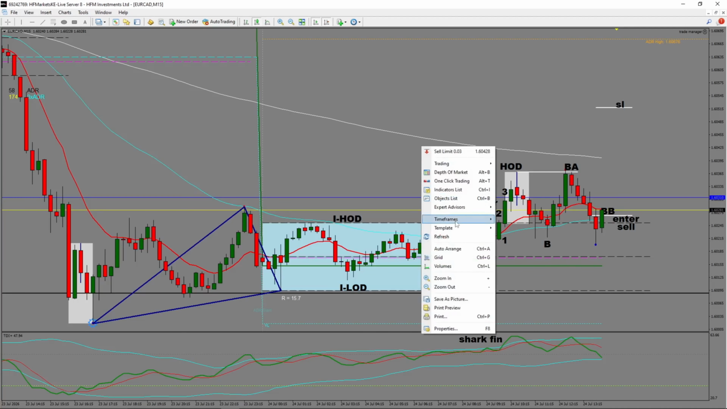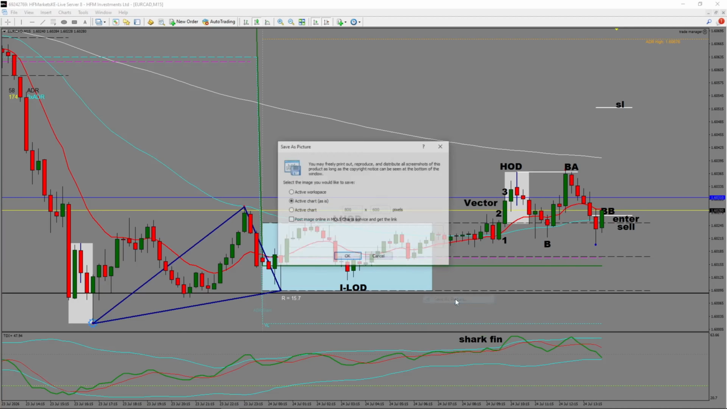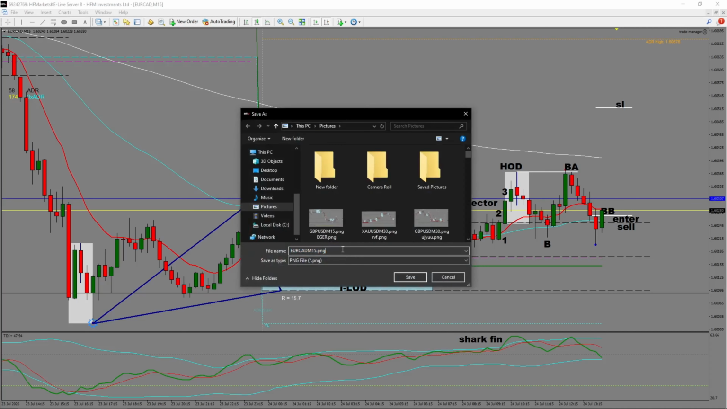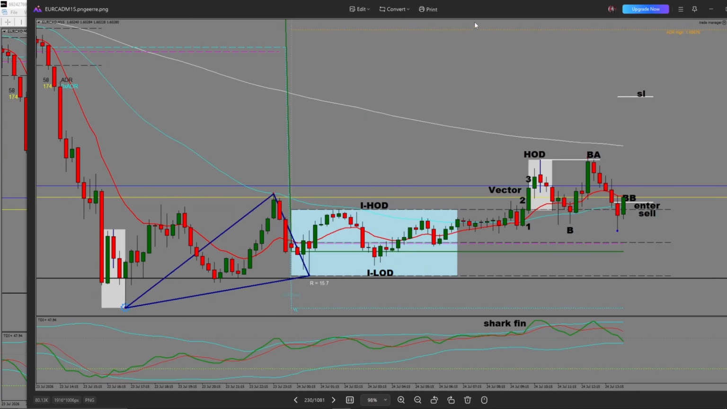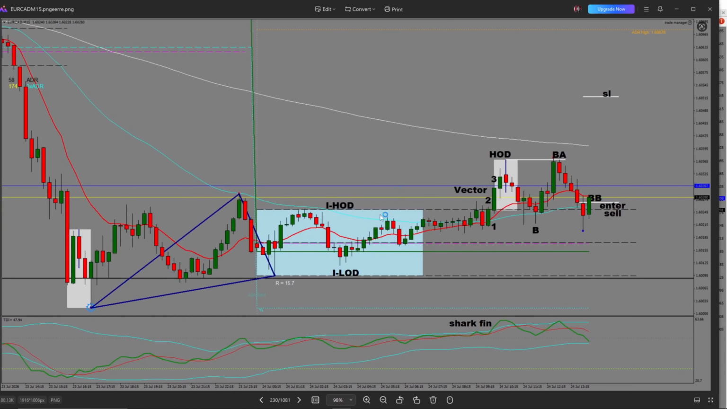So after doing this, you can right click, save as a picture. You make sure it's active chart as is only, and sometimes you'll get this ticked, you untick it. Make sure this is unticked and active chart as is, then you say okay. Then you put something at the end of it for it to save differently. Don't save it exactly as it is, add something here, then say save, and it will show you how the picture looks.